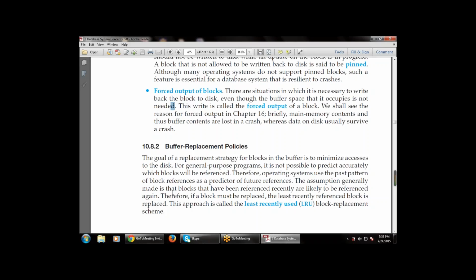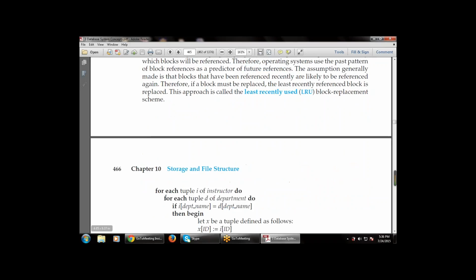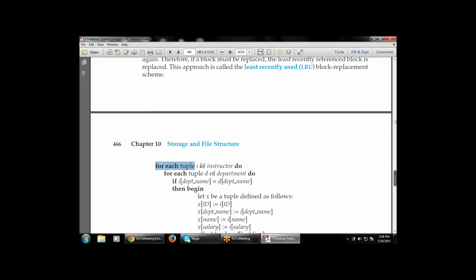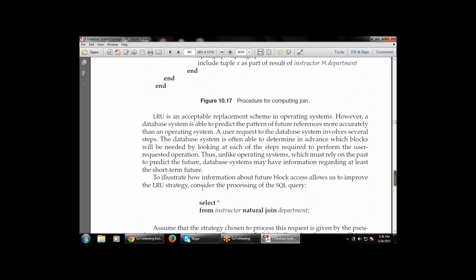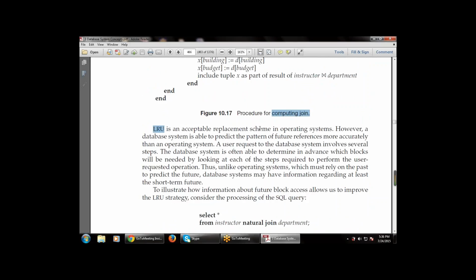Therefore, if a block must be replaced, the least recently used is replaced. This approach is known as LRU, that is, the least recently used. Whatever the least recently used block is, that is replaced first. That is, for each tuple I of instructor do, then D of instructor do, then department name, begin. This is the begin part that is available with this one. So this is the procedure for computing the join.